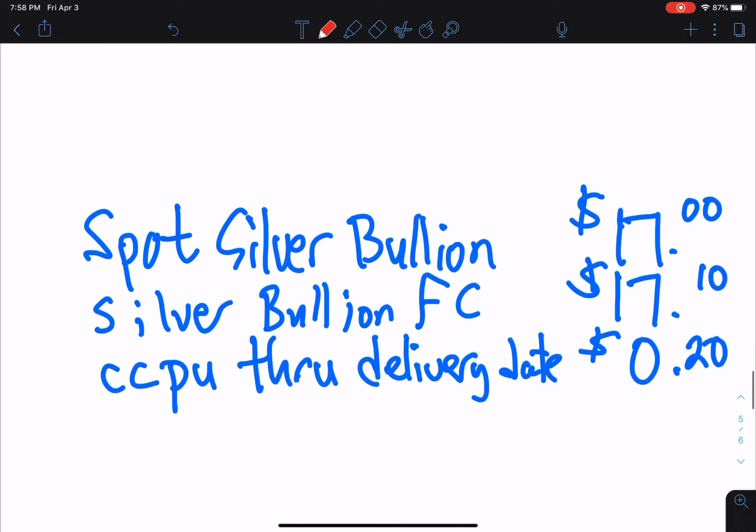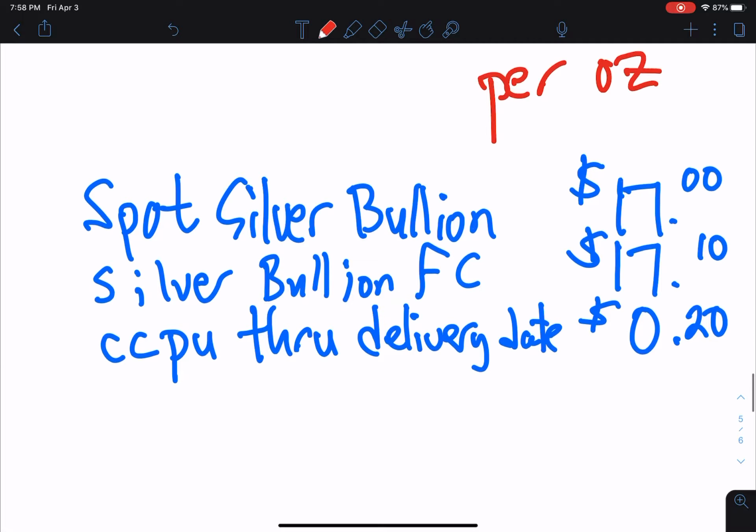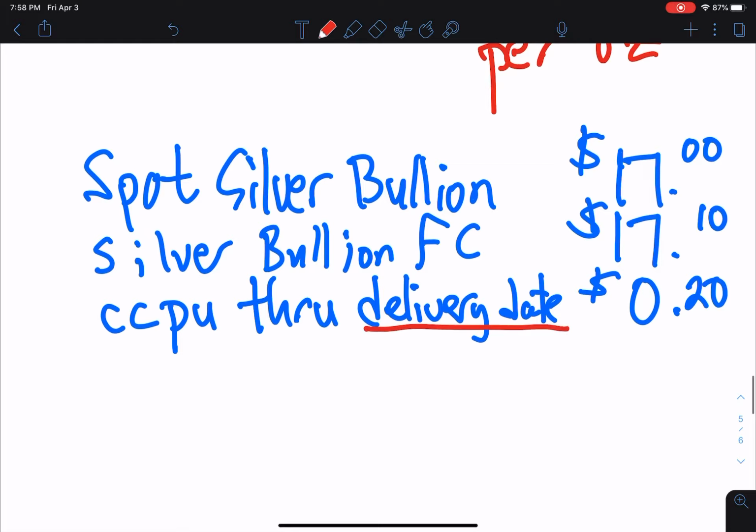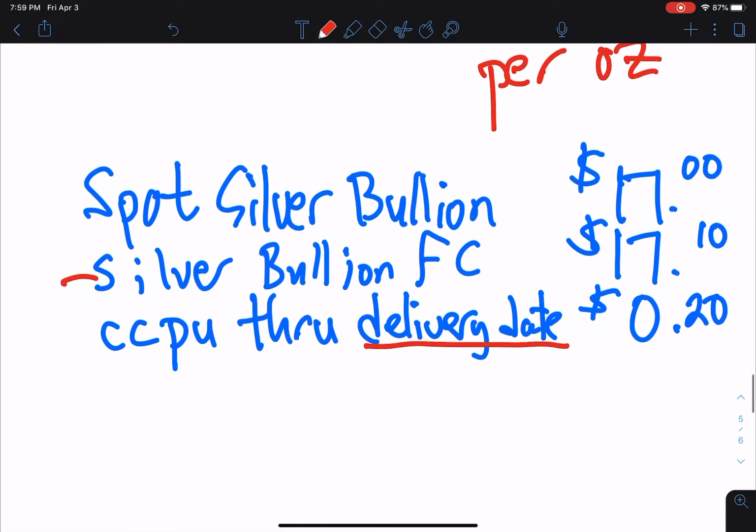Let's now look at a different circumstance. New circumstance. The current spot price of silver bullion is assumed to be $17. Everything is per ounce. The silver bullion futures contract is $17.10 per ounce, and the carrying cost per unit through the delivery date of this silver bullion futures contract, although we don't know it for sure, we know approximately when it's going to be, is 20 cents. Okay, so what will we do?